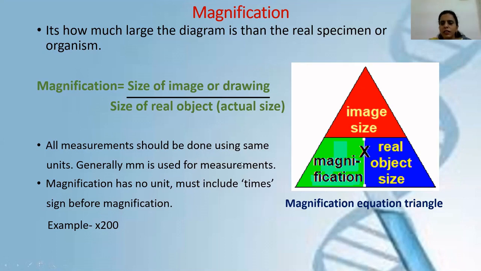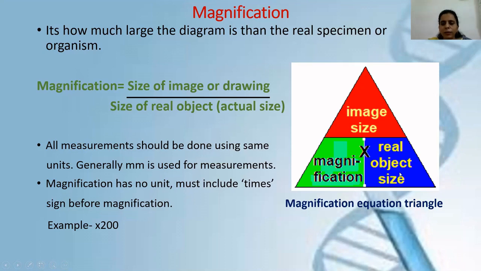Now here on the right side, they show the magnification equation triangle. It shows that magnification is equal to size of image divided by size of real object. Now for example, magnification is provided and the size of the real object is provided. You have to calculate the size of the image or drawing. So by using a simple mathematical formula, how can you calculate? Image size will be equal to magnification multiplied by real object size.